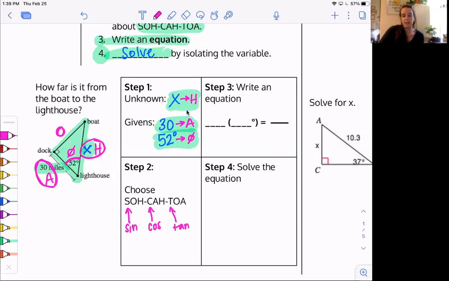If I want to know h and I have a, should I use sine, cosine, or tangent? Which one uses a and h? Yeah, for sure, cosine, because we have a and h here. So I'm going to use cosine. I don't want to use sine because I don't have o. O doesn't help me. And tangent, I have a, but I don't have o, so that one doesn't help me either. So I'm going to use cosine for this problem. So I should have written down somewhere CAH and cosine.